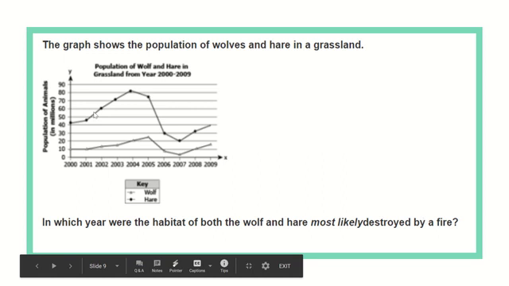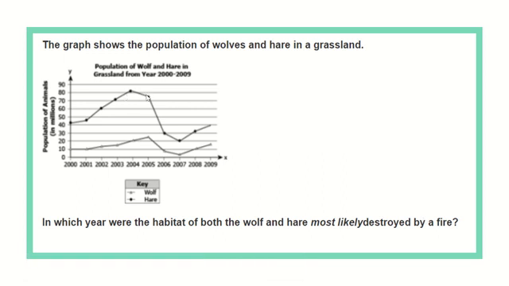So as we're trucking along here, we're going up, up, up, up, up. And then right here we have a slight decrease, but you don't have a decrease in hares. So we need to see where they both decrease. So here the hares are decreasing and then the wolves are decreasing. And that happened in 2005. That's when we had a decrease for both beginning. So that fire most likely happened in 2005.